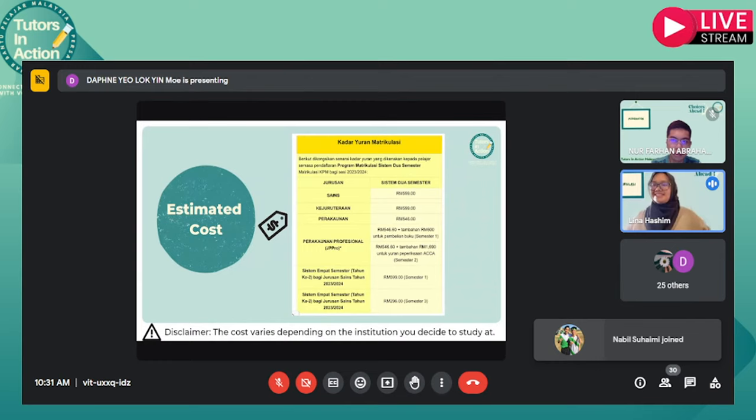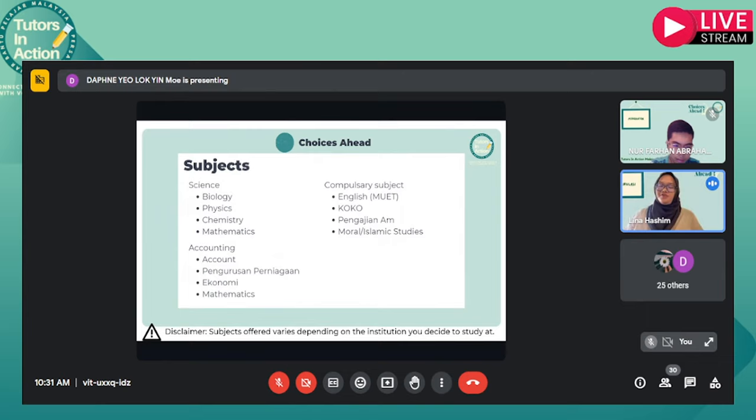So in matriculation, if you are a science student like me, I am a science hayat student, in matrix kita ada three types of science, which is science hayat, science computer, and science physical. So science hayat, you will be taking all the science subjects, which is biology, physics, chemistry, and mathematics. Tapi kalau you ambil science computer, you akan ambil biology, science computer, chemistry, and mathematics. While untuk science physical, you takkan ambil biology, but instead you ambil physics and also science computer.